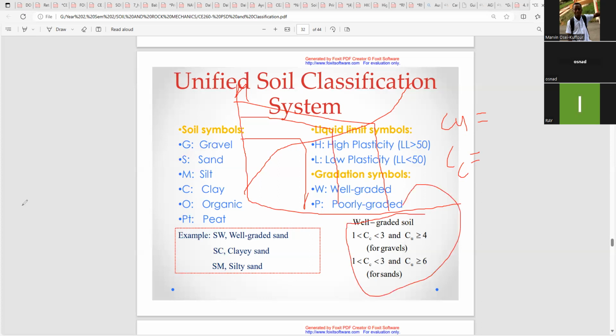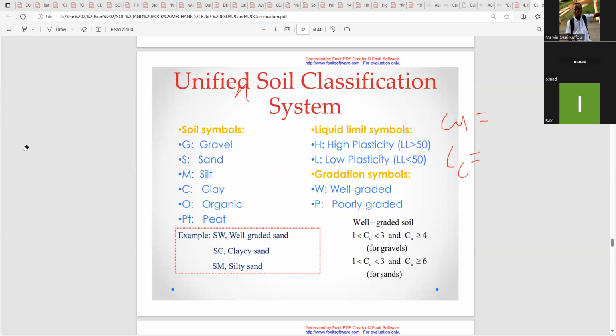So if you have your CC value between 1 and 3, the Unified system is telling us that it is within the range of well-graded soil. And if you have the CU to also be greater than 4, then you are 100% well graded. Okay, so assume maybe we had our CU to be 2 and our CC... let me increase the CU.